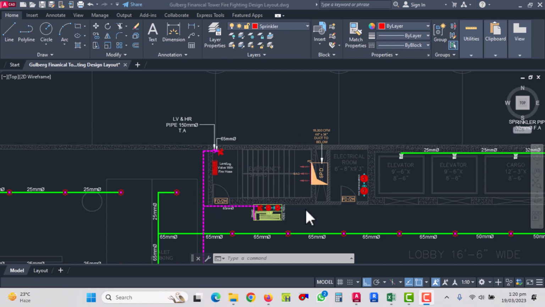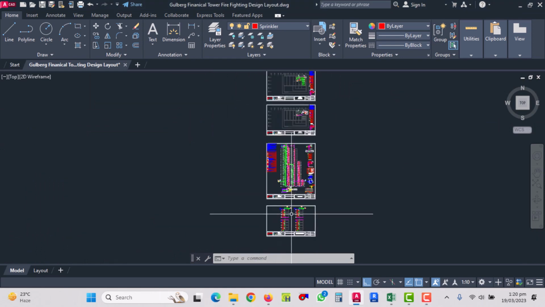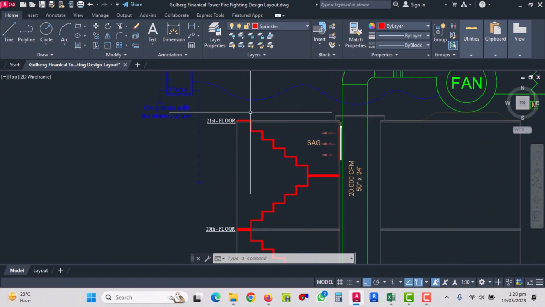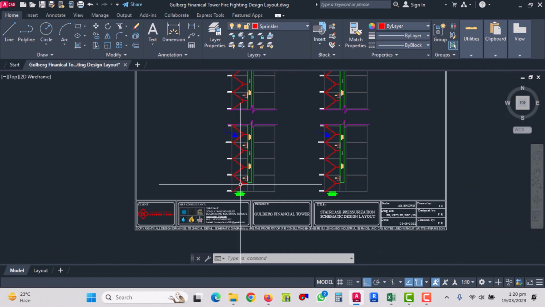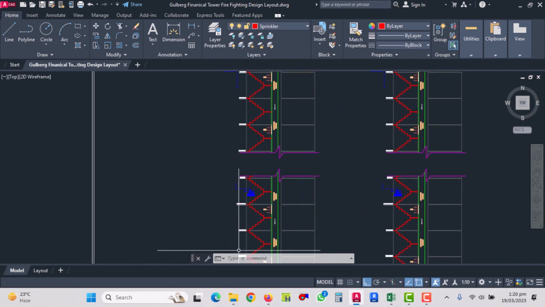In this practical example, I will calculate the air requirements for this building, which is already done by me. Here you can see this is the staircase. It will go from the top up to the bottom of the building. Let's see the riser diagram. Here you can see this is the 21st floor and this is the basement. So this staircase is connected from the top up to the bottom.